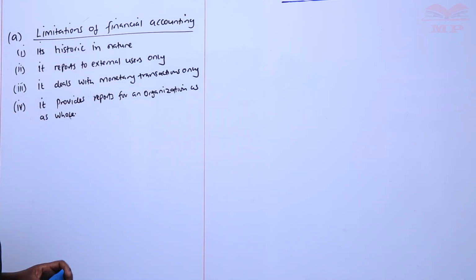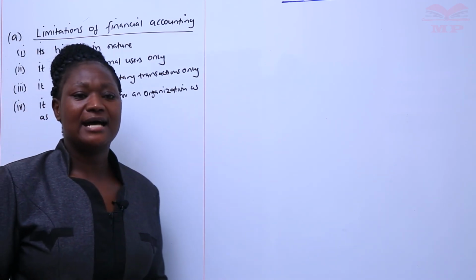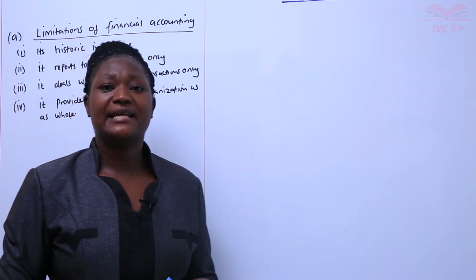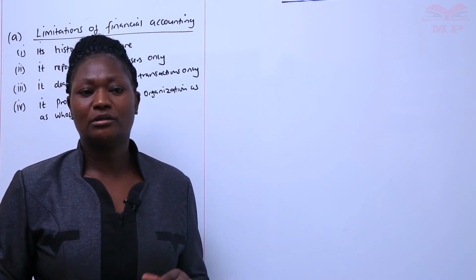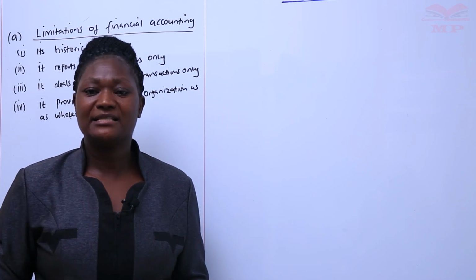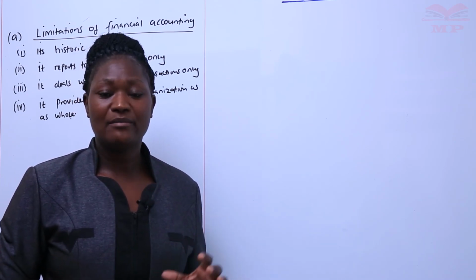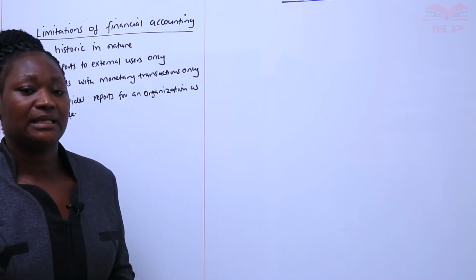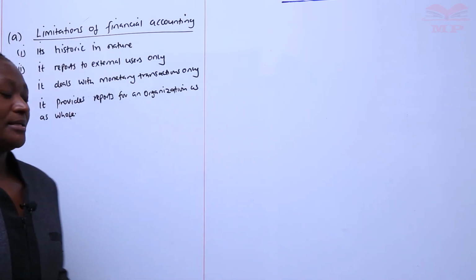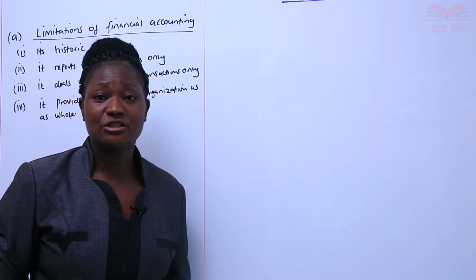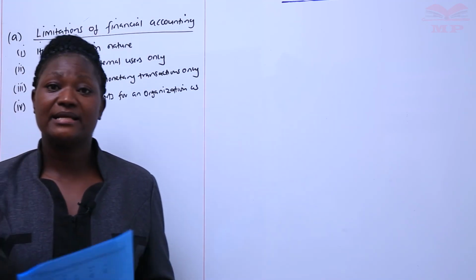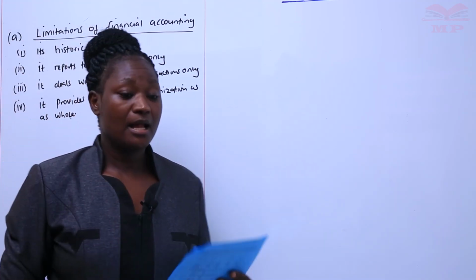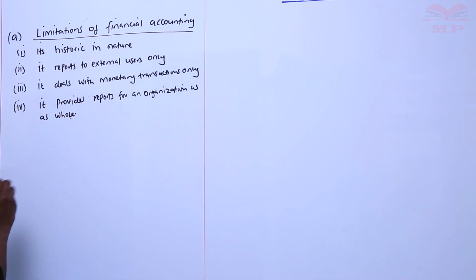And then the last one is it deals with the reports. It provides reports for an organization as a whole. So it does not look at the segments of an organization. But management accounting normally provides information for segments. Like when an organization has different departments, it can be able to provide reports for each department, which we are referring to as segments. So those are some of the limitations of financial accounting that has brought to the study of management accounting. We move on to part B of the question.